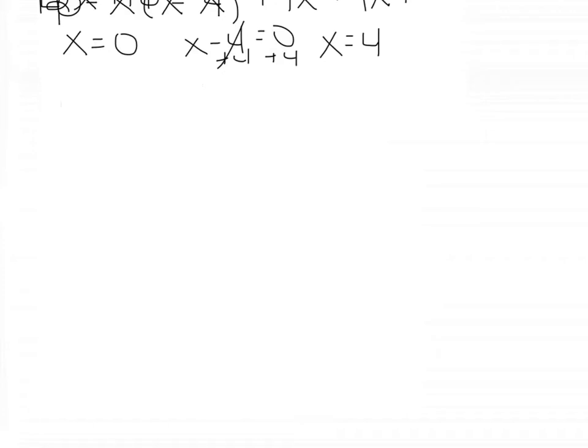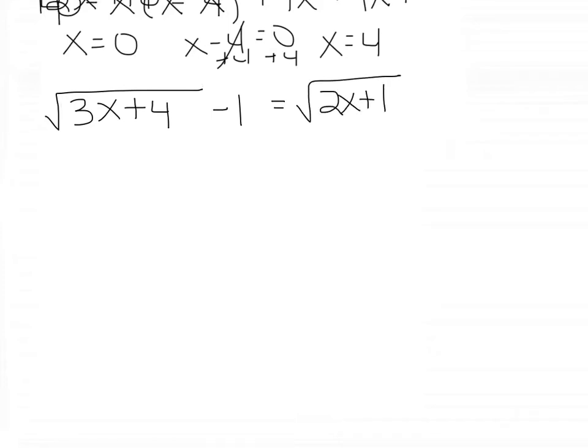Alright, our original equation was the square root of 3x plus 4, minus 1, equals the square root of 2x plus 1. Alright, so let's try 0 first. So plug 0 everywhere there's an x. The square root of 3 times 0 plus 4, minus 1, equals the square root of 2 times 0 plus 1.